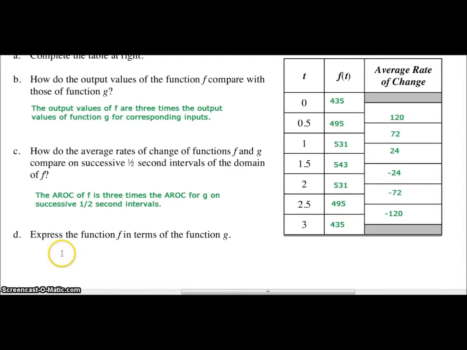Express the function f in terms of g. Well, f of t is 3 times g of t. We could just write 3g of t and understand that means multiplication.